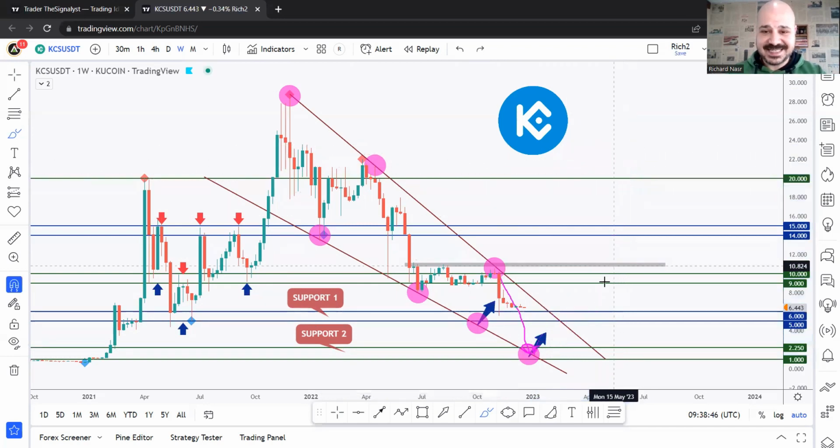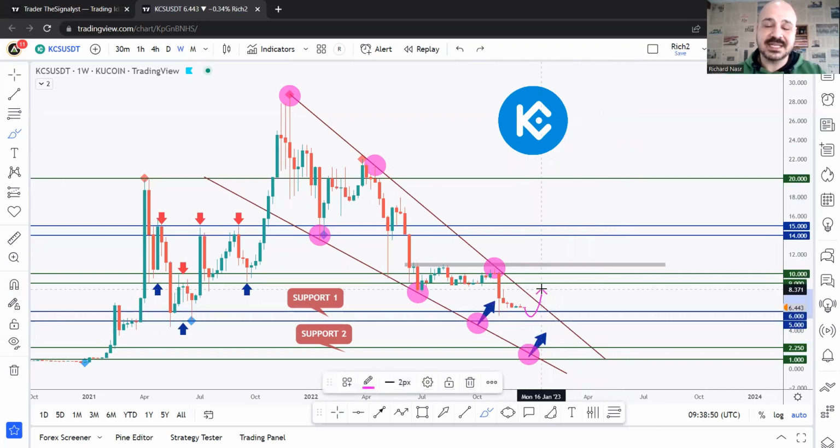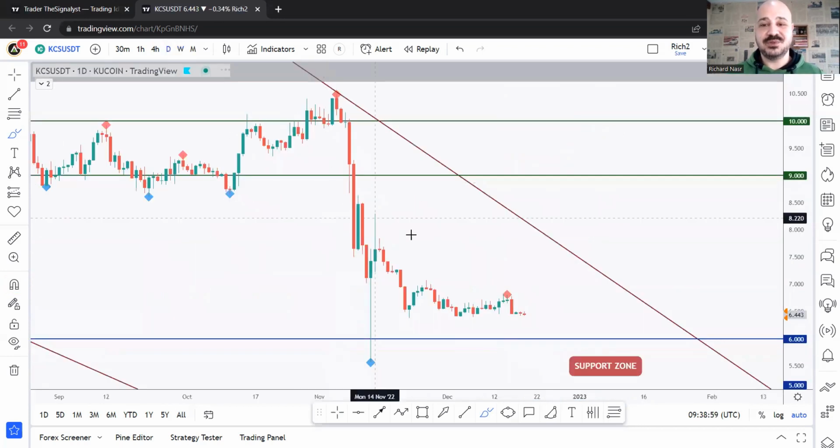But for now, let's take it step by step as usual. As we approach this support, we'll be looking, of course, for extra confirmation for the bulls to take over, or let's see if we get this break. How do we know? We zoom into lower time frames.